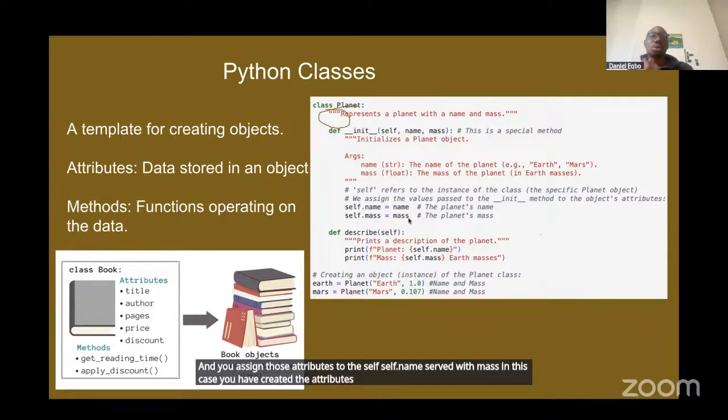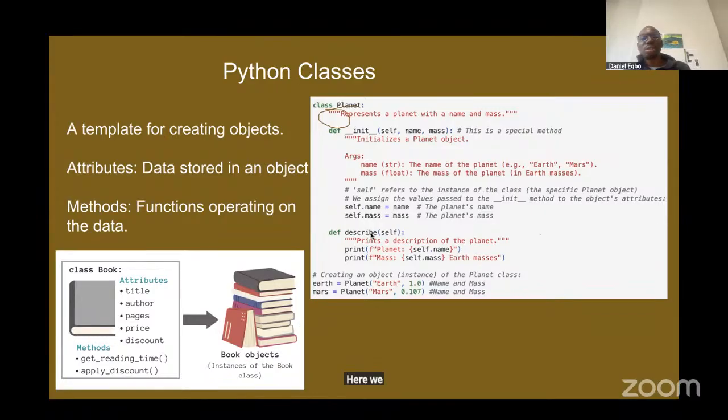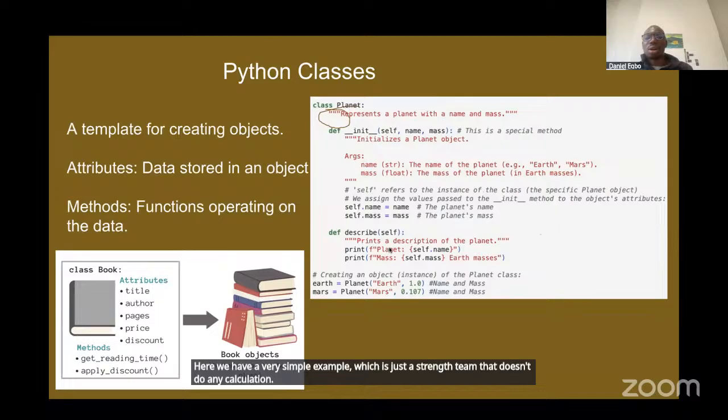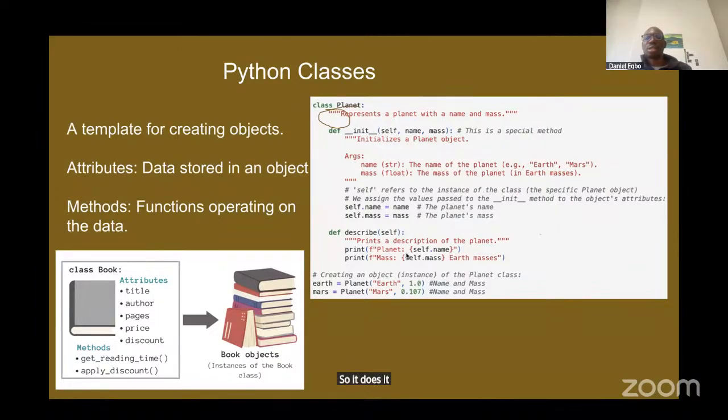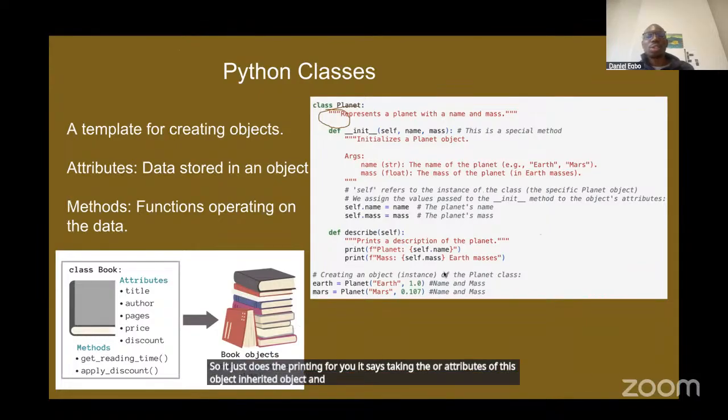Now, supposedly you want to create the method. So what is a method? Methods are just functions on how to manipulate the object. Here, you have a very simple example, which is just a string thing that doesn't do any calculation. It just does the printing for you. It says, taking the attributes of this object, print the attributes for me, print the name and print the mass.